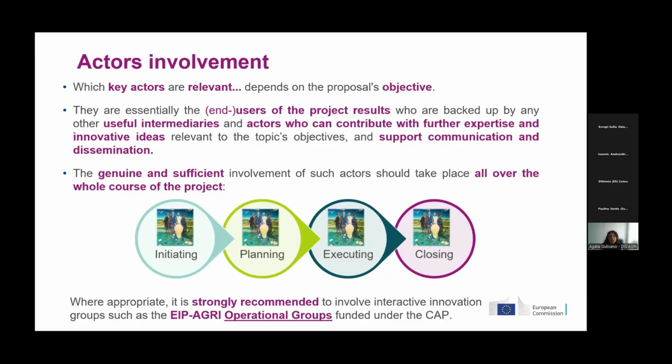Another important point is the genuine and sufficient involvement of such actors, which should take place over the whole course of the project. What does this mean? That we are not going to consult these actors once at the beginning of the project and once at the end, but we should find ways, and maybe also think about having someone in the consortium with a facilitator role, to ensure that there are multiple moments along the course of the project and multiple ways in which the different actors can contribute in co-creating, in discussing, in refining the research question, in testing on the ground what is coming out of a project.